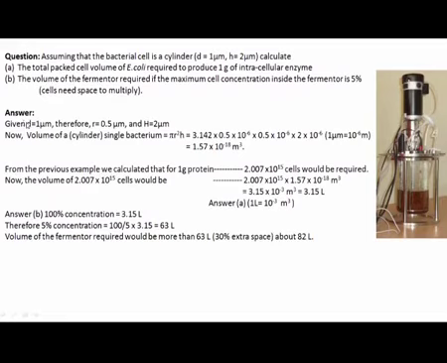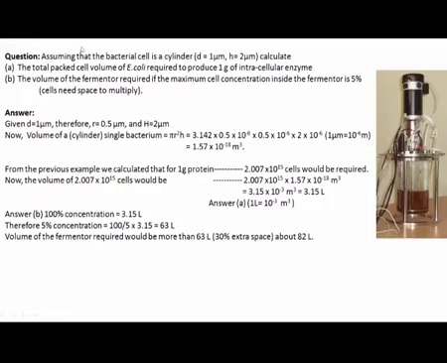What is given? The diameter is given as 1 micrometer, that is 10 to the power minus 6 meter. If the diameter is 1 into 10 to the power minus 6 meter, what is the radius? You are right, the radius is 0.5 into 10 to the power minus 6 meter. What is the height? 2 micrometer, so 2 into 10 to the power minus 6 meter.